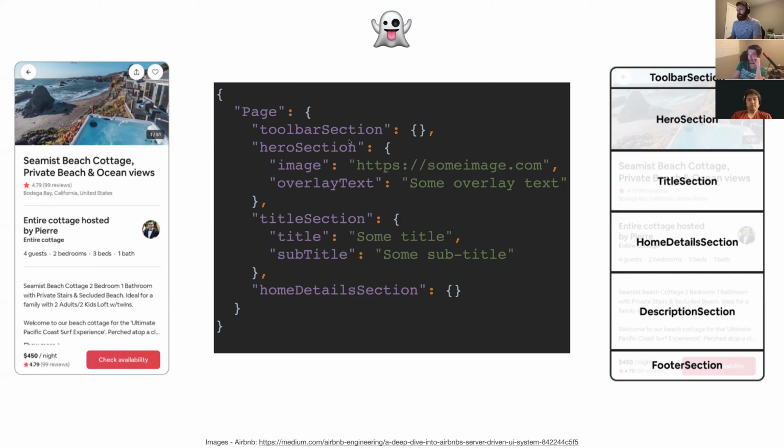And this is just JSON data that I just threw together of what this might look like from the back end. Like you have a page, and then a toolbar section with whatever data that needs. A hero section might have like an image and some overlay text. Title section would have like a title and then a subtitle. You'd probably have some representation of your stars and that kind of stuff.